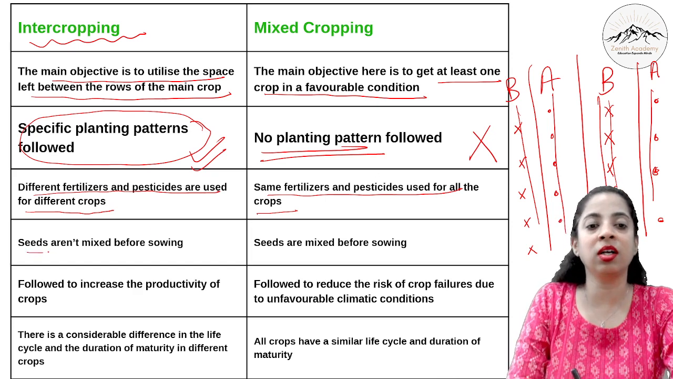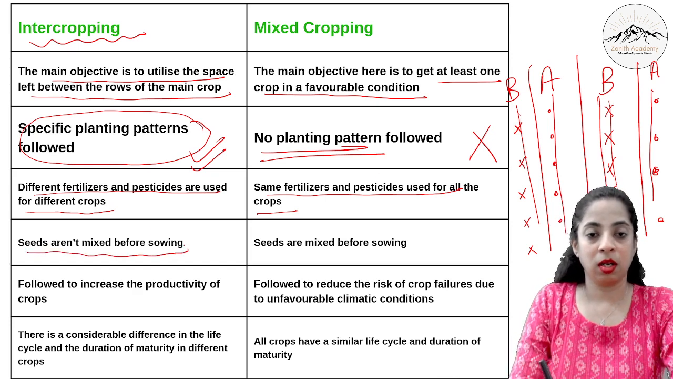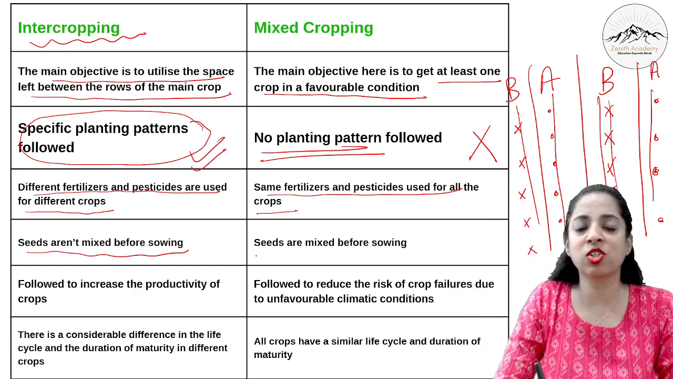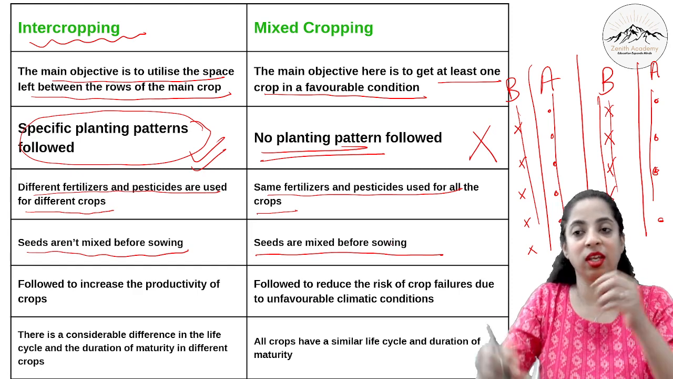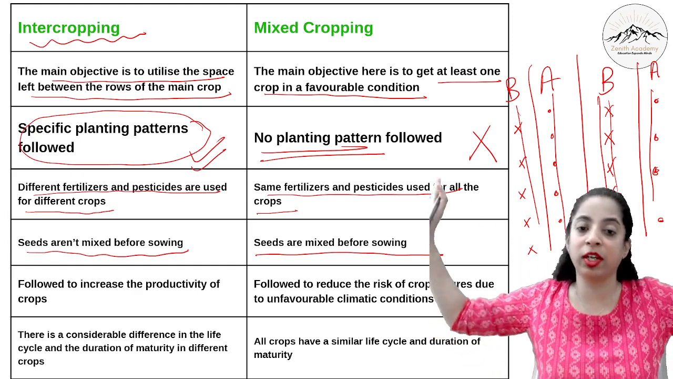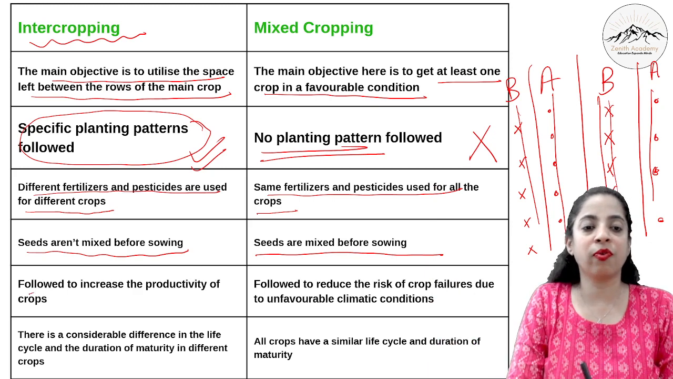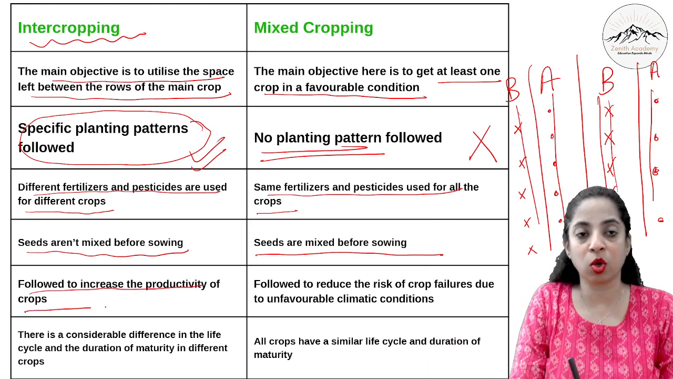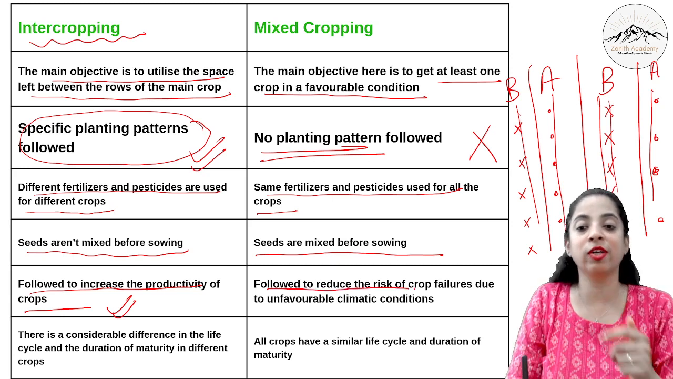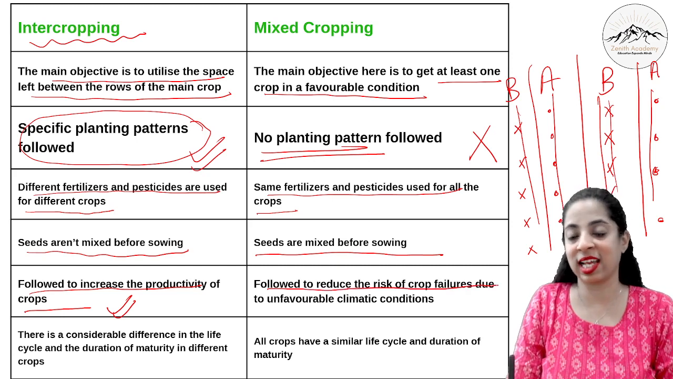In intercropping, seeds aren't mixed before sowing. They are sown in a proper pattern, so seeds are not mixed. Whereas in mixed cropping, seeds are mixed before sowing, so all of them grow together. Intercropping is followed to increase the productivity of the crops, and mixed cropping is followed to reduce the risk of crop failure, as I explained to you.